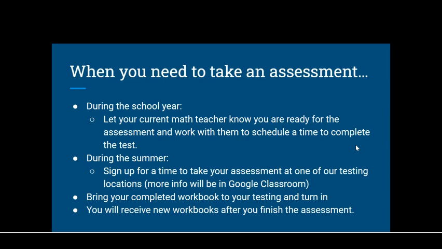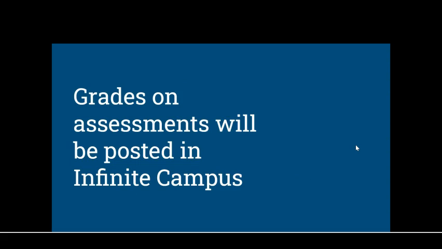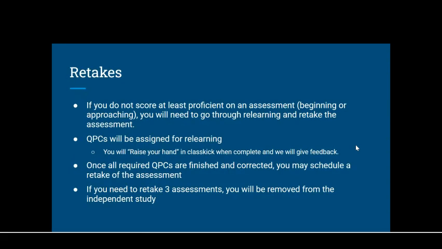Regardless of whether you're testing during the school year or during the summer, bring your completed workbook to your testing center and turn it in. You will receive new workbooks after you finish the assessment. All grades will be posted in Infinite Campus. If you do not score at least proficient on your assessment, that means you score a beginning or an approaching, you will need to go through relearning and retake the assessment.